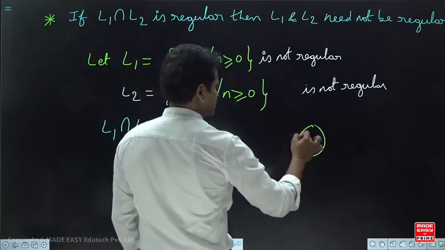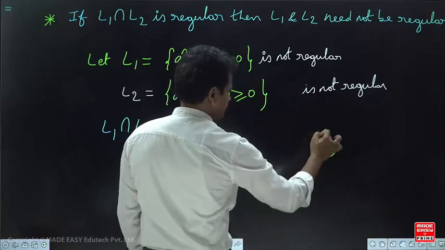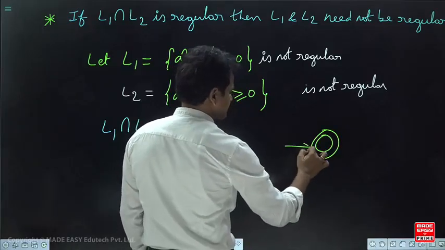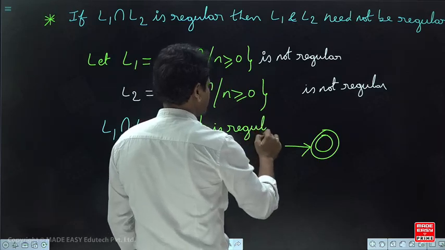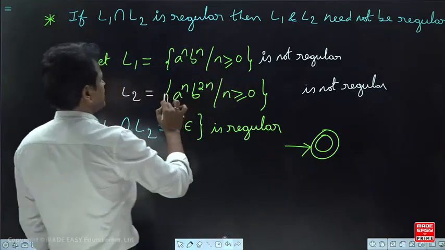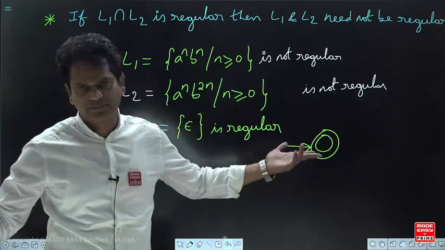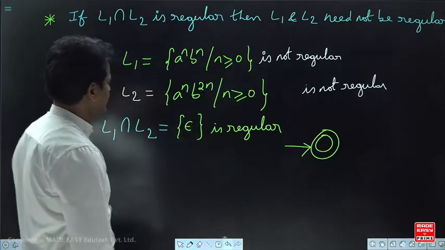What is the epsilon automaton? This is the automaton. The epsilon automaton is this one. So this is regular. L1 intersection L2 is regular, but individually L1 and L2 are not regular. Understood?